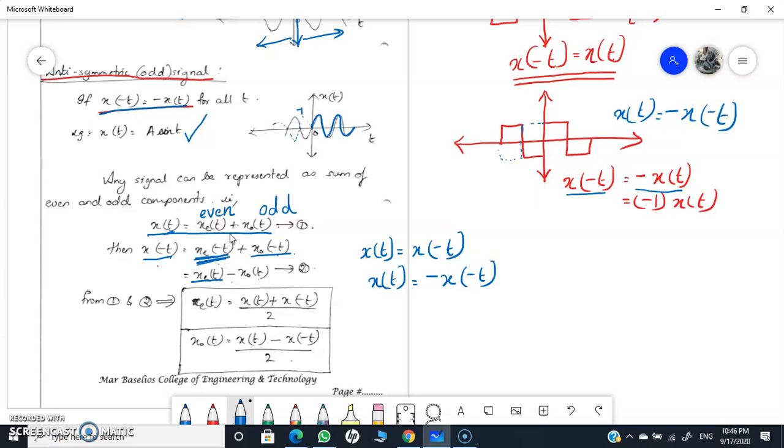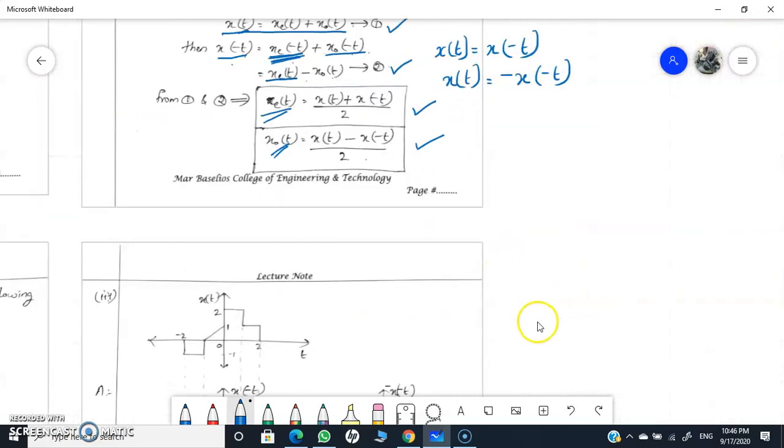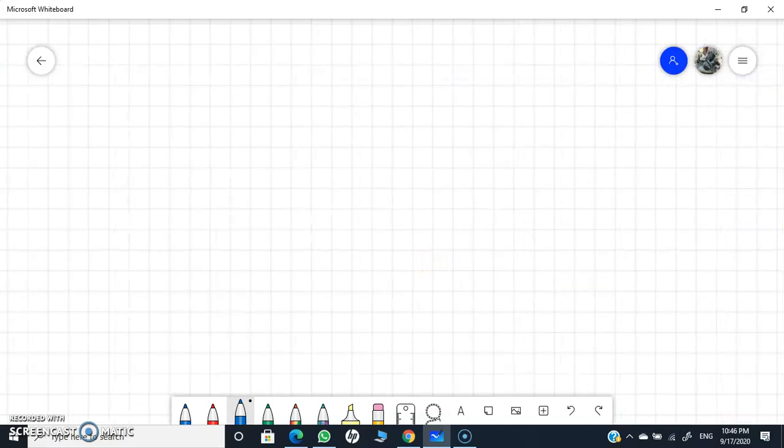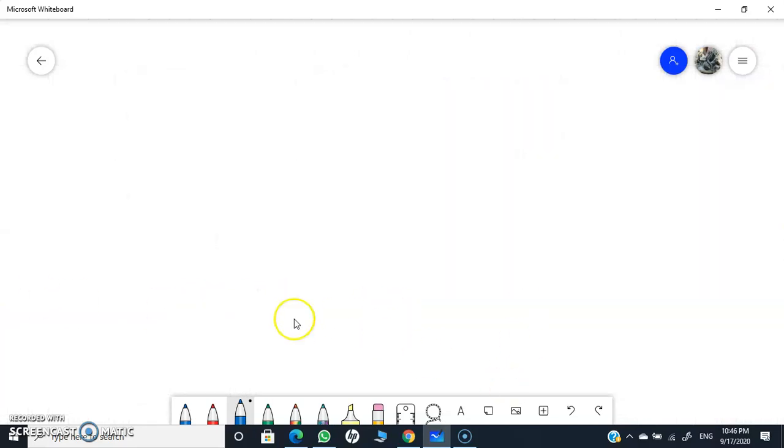So now I am getting equation number 1 and equation number 2. From equations 1 and 2, I can solve for the even component as x of t plus x of minus t by 2, and the odd component as x of t minus x of minus t by 2. So this xe of t is representing the even component of the signal, and this xo of t is representing the odd component of the signal. This is the case with even and odd components of a particular signal. Now we can see some examples.